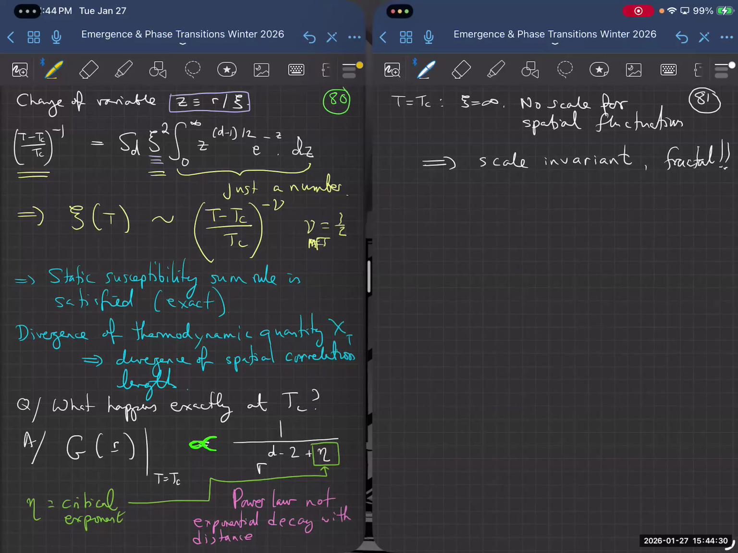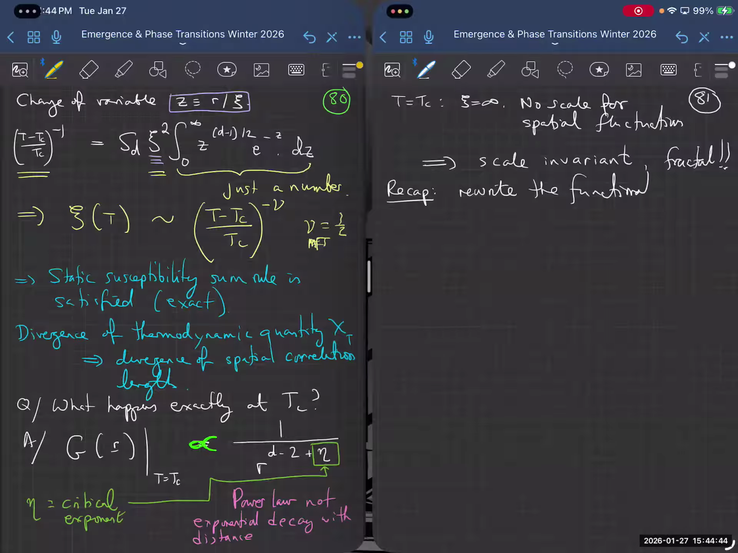All right, so now let's recap, and let's rewrite the functional form of the correlation function.